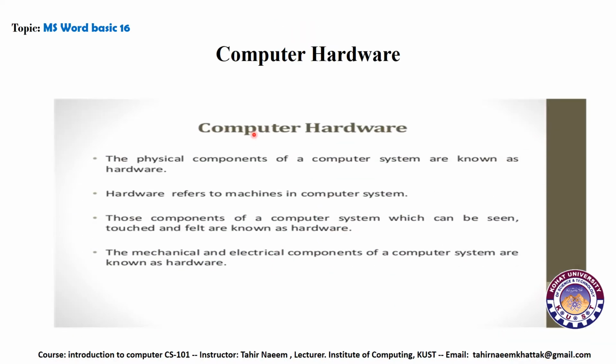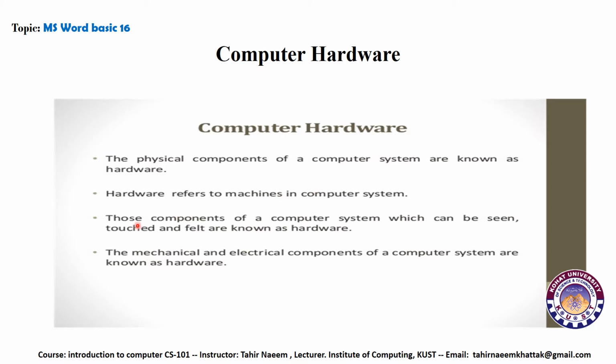So, computer hardware. Let's define computer hardware. The physical components of a computer are known as hardware. Physical components means those components which exist. Hardware refers to the machines in the computer system.